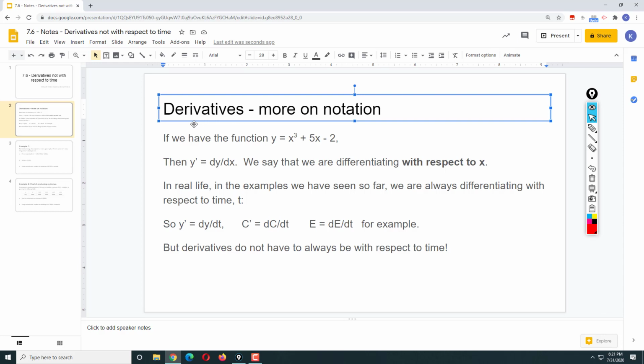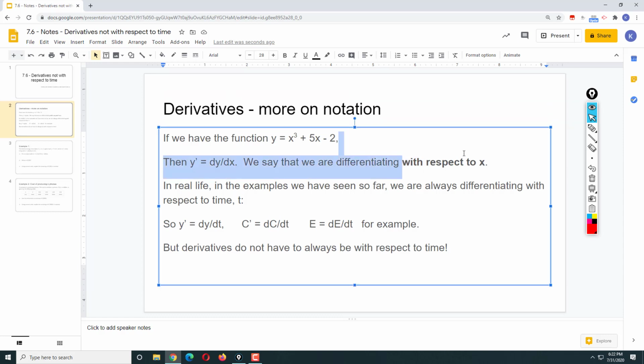If we have the function y equals x cubed plus 5x minus 2, then y prime equals dy over dx. We say that we are differentiating with respect to x. In the examples we've seen so far, we have y prime as dy over dt, c prime as dc over dt, e prime as de over dt, for example. It's always with respect to time. But it doesn't have to be.